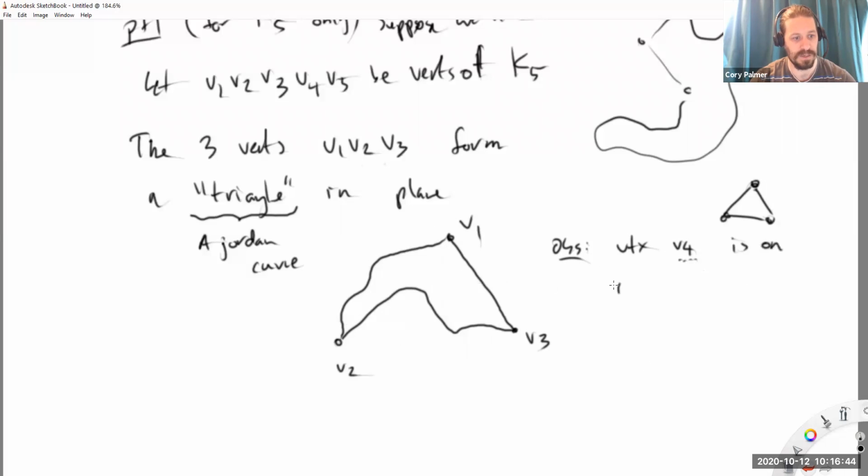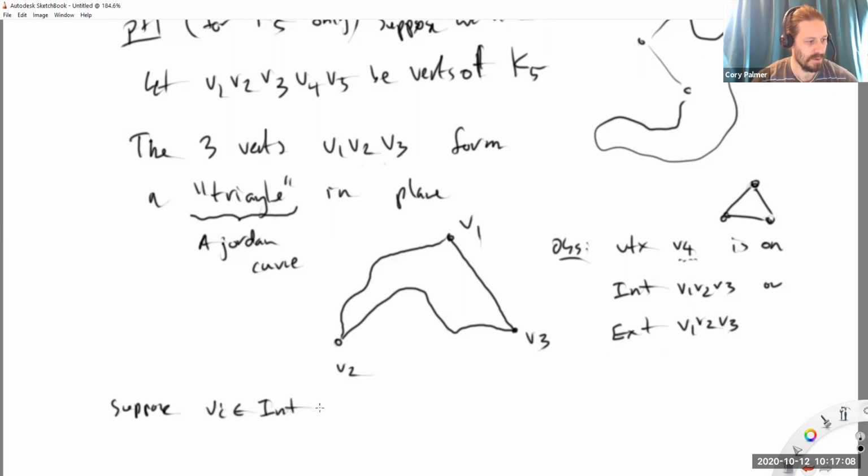Is V4 on the interior of V1, V2, V3, or the exterior of V1, V2, V3? I mean, this is an abuse of notation. V1, V2, V3 represents the curve, but okay. So let's suppose V4 is on the interior of V1, V2, V3. The case that it's on the exterior is very similar, but I'm just going to do interior for now, although maybe we can sketch the exterior too, okay?